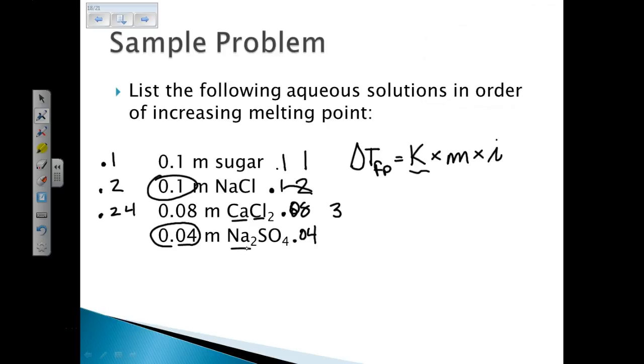And what's the Van't Hoff factor for sodium sulfate? That's going to be around 3 as well. So here this is 0.12.